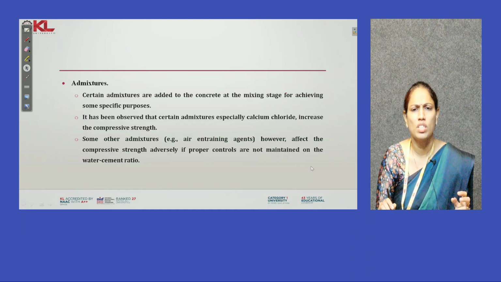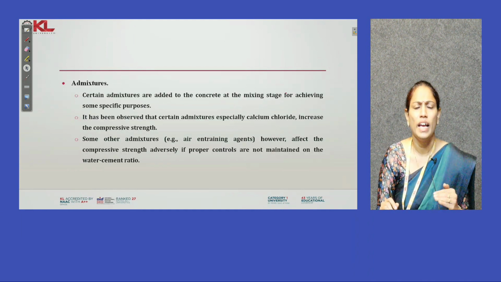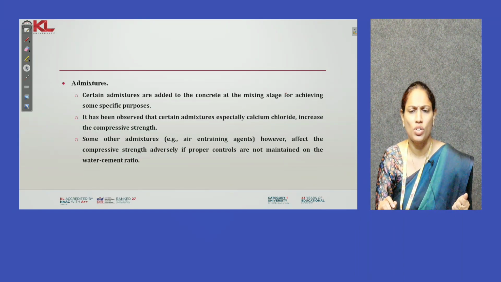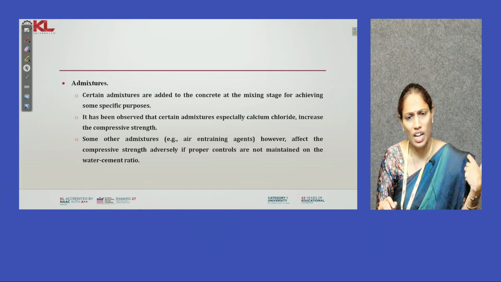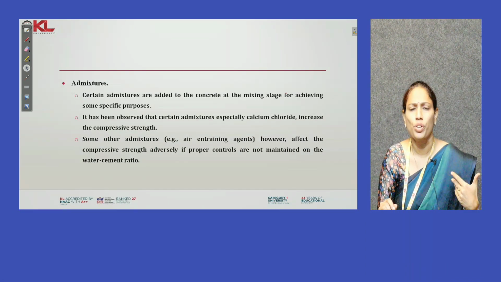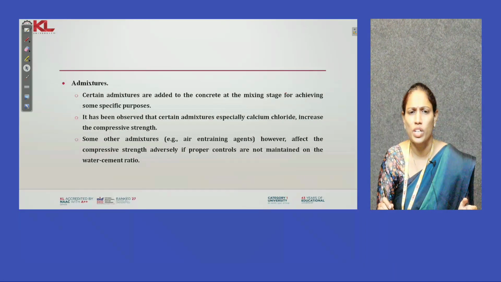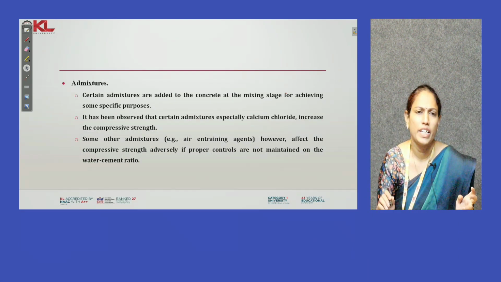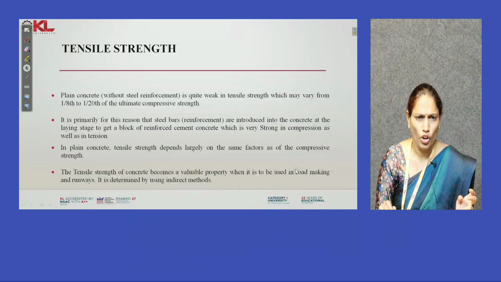Then admixtures: different types of admixtures, like air entraining agents, to increase the strength or for retaining walls, or to give higher strength to certain slabs or other elements. We use certain calcium chloride to increase the compressive strength to achieve certain purposes. When you are not using a high water cement ratio, in a correct form, the admixtures give a certain added advantage to the concrete.